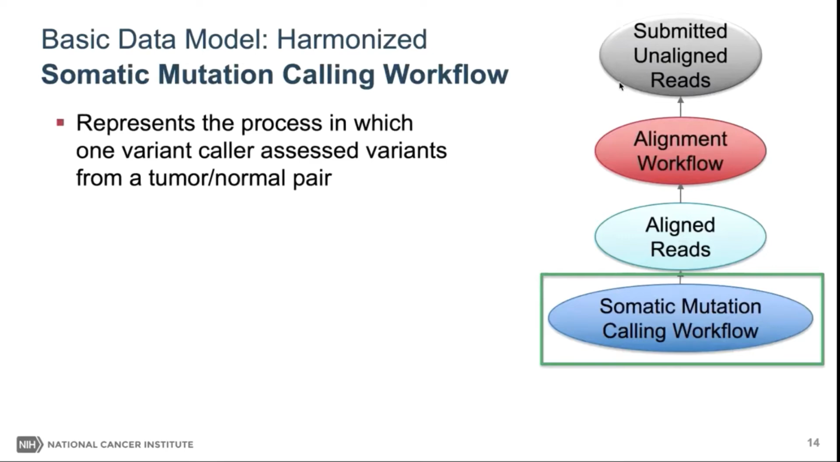So the somatic mutation calling workflow represents the process in which one variant caller assesses variants from a tumor normal pair. Note that if all 5 variant callers are used, then there will be 5 somatic mutation calling workflows attached to an aligned reads pair. This type of entity also contains the software type used, which is very important in this case because there's multiple variant callers, and the version of that software.